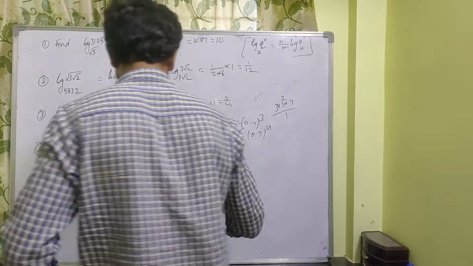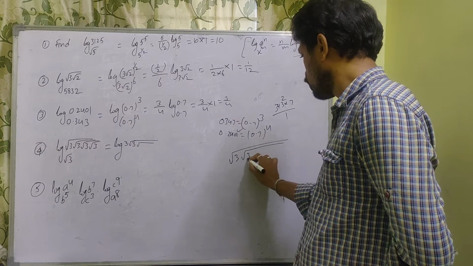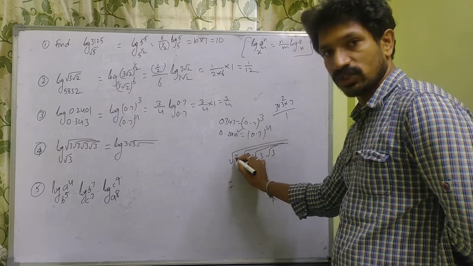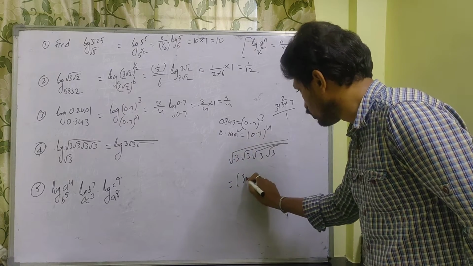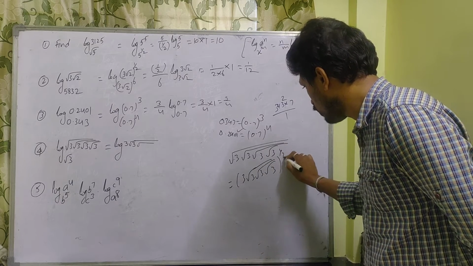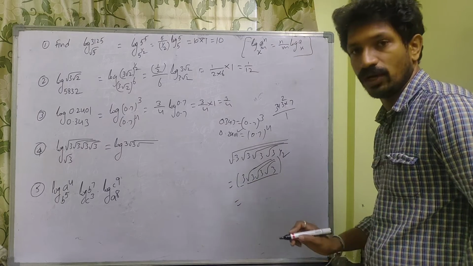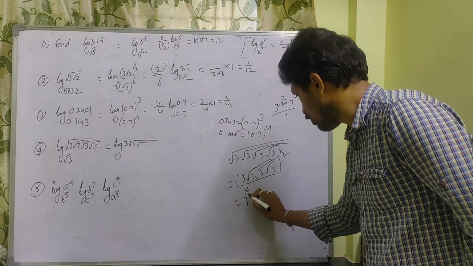See, I simplify here. Root over 3 root 3 root 3 is there. So first you just avoid this root. How can I write 3 root 3 root 3 root 3 whole power 1 by 2? So it is in the form of a into b whole power 1 by 2, a power 1 by 2, b power 1 by 2. 3 power 1 by 2 into.